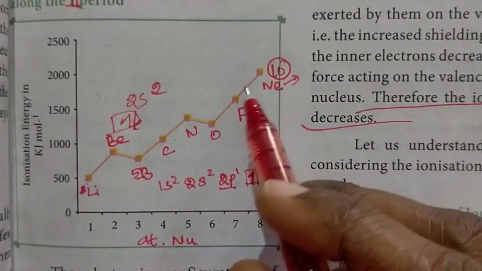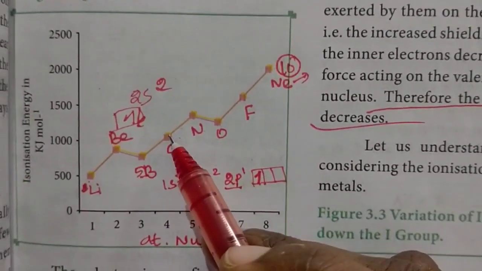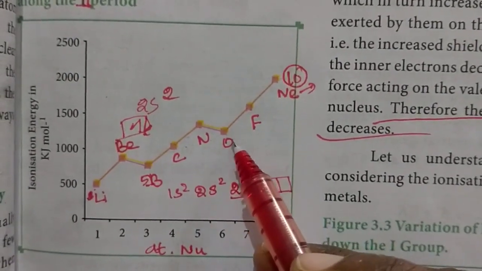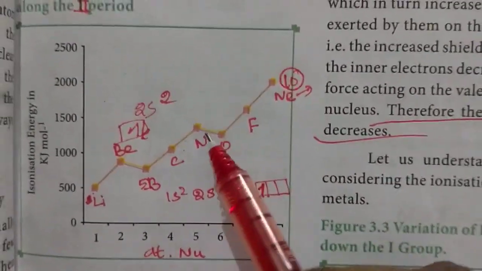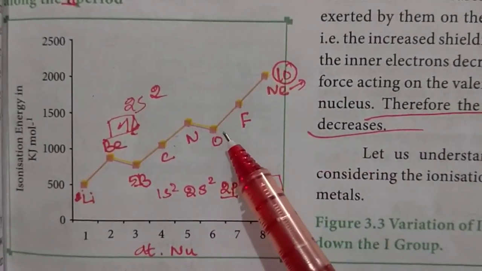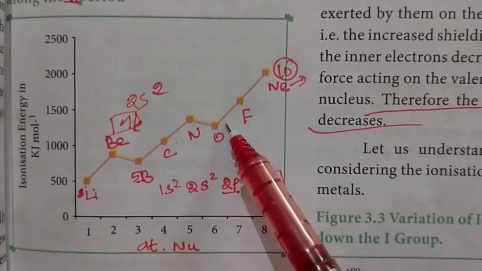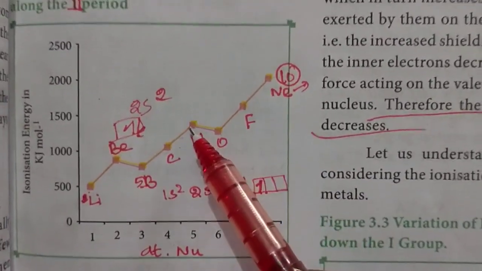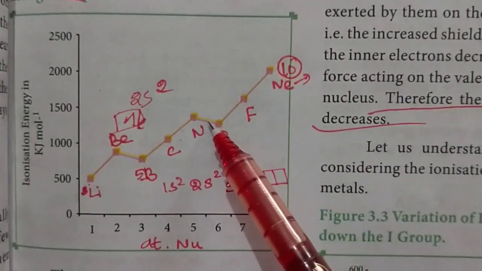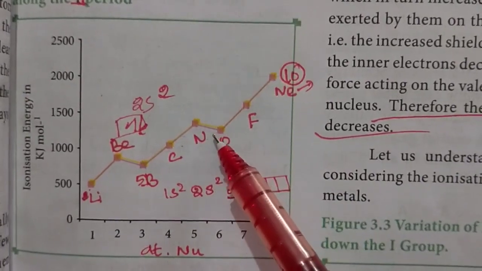So leave that one now and come to this topic: carbon, nitrogen, oxygen and fluorine. Carbon is 6, nitrogen 7, oxygen 8. Compare nitrogen and oxygen. Which one has the higher atomic number? Oxygen has a higher atomic number than nitrogen. Nitrogen is 7 and oxygen is 8. Fluorine is 9. But you can see the deviation in nitrogen and oxygen. This nitrogen is higher than the oxygen.